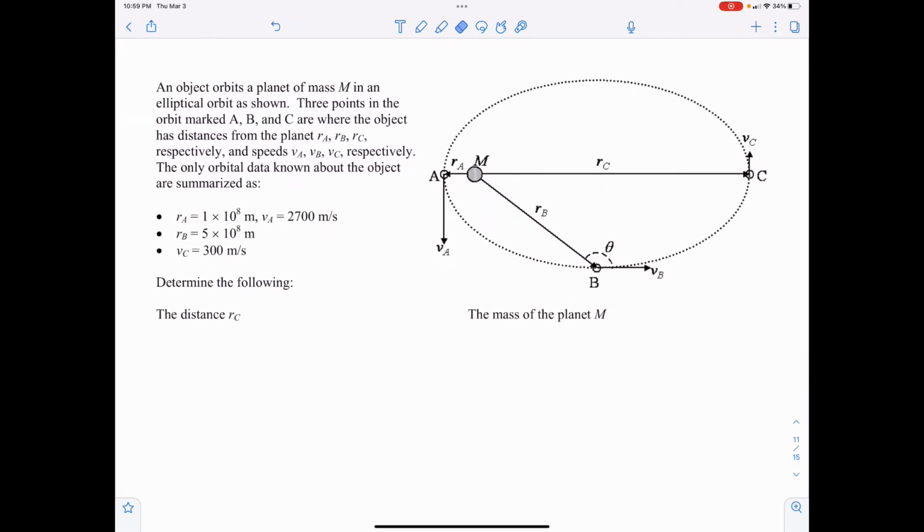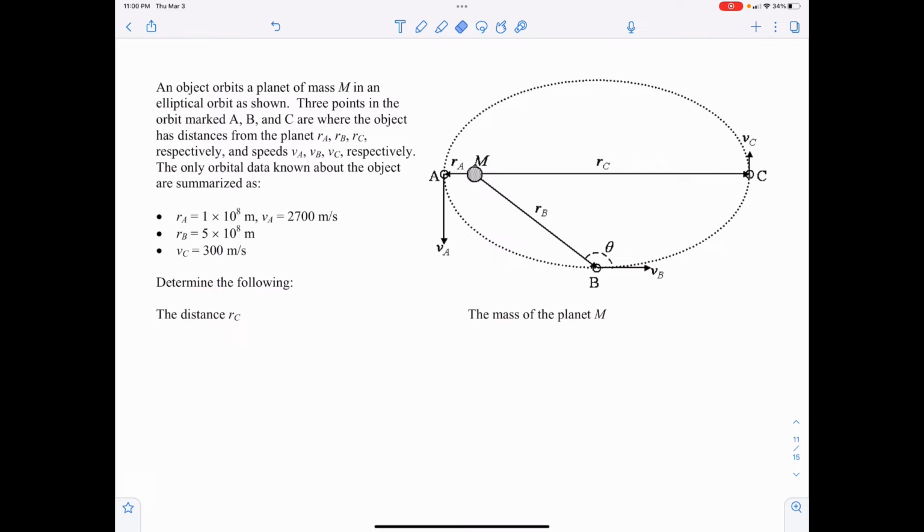Let's take a look at this example. This example, for the most part, comes straight from a couple of different AP exam questions that come to mind. It says we have an object orbiting a planet of mass big M in an elliptical orbit as shown. Three points in the orbit are marked as A, B, and C, where the object had distances RA, RB, and RC respectively, and speeds VA, VB, and VC respectively. The only orbital data known about the object is as summarized.